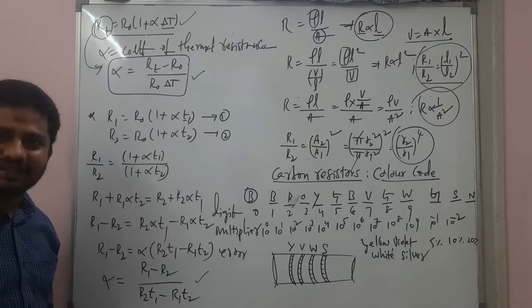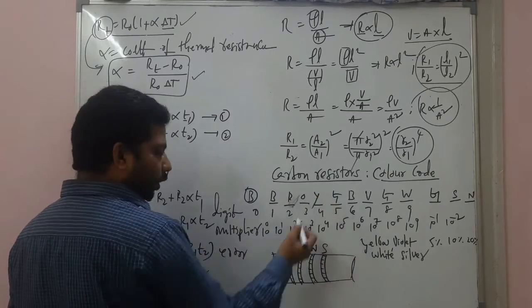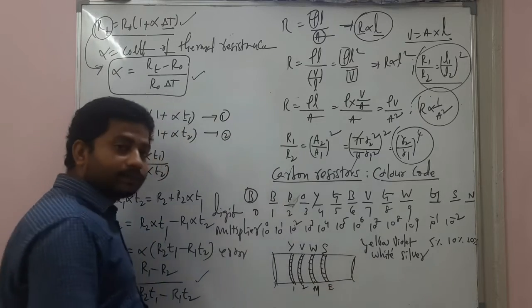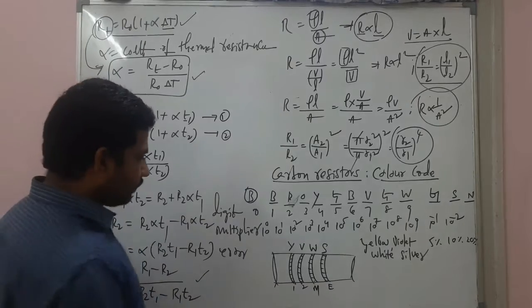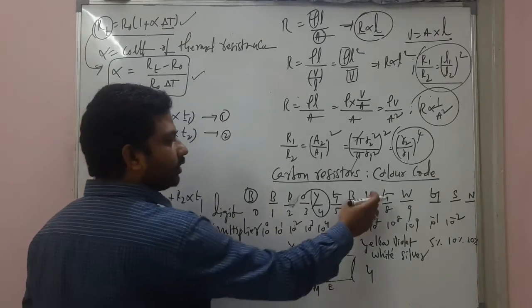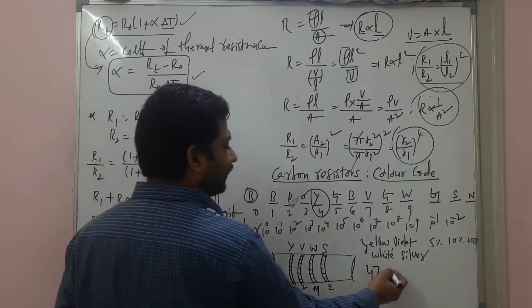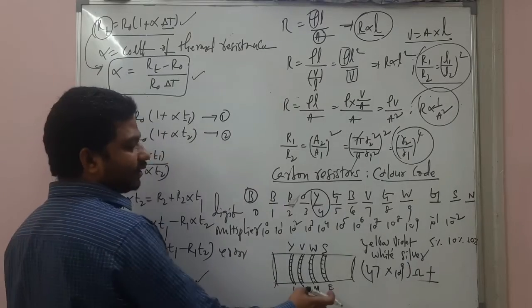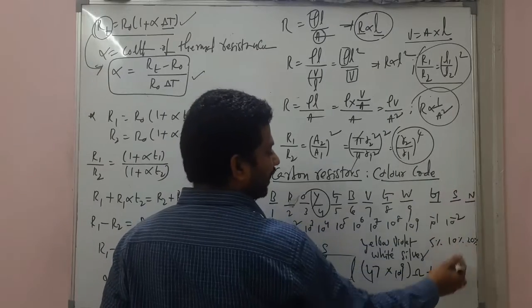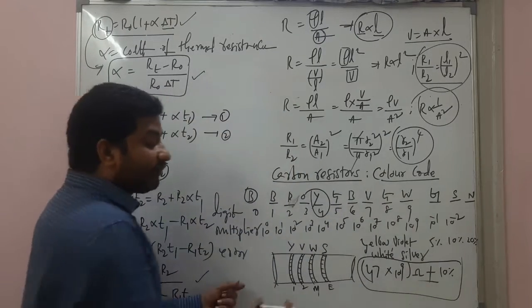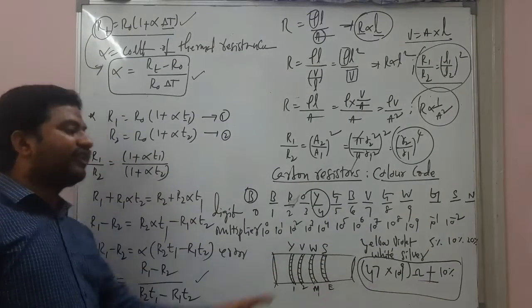Now how to find the resistance from the color code? Listen. This is yellow, the digit one; this is digit two; this is the multiplier; and this is the error, which is also called tolerance. Yellow, digit one, is 4. Digit two, violet, is 7. So 47 into white, the multiplier, 10 raised to 9, ohms, plus or minus. What is the tolerance here? The error is silver, which is 10%. So this is the answer. When the question is given like this, you can find the resistance of this color-coded resistor like this.